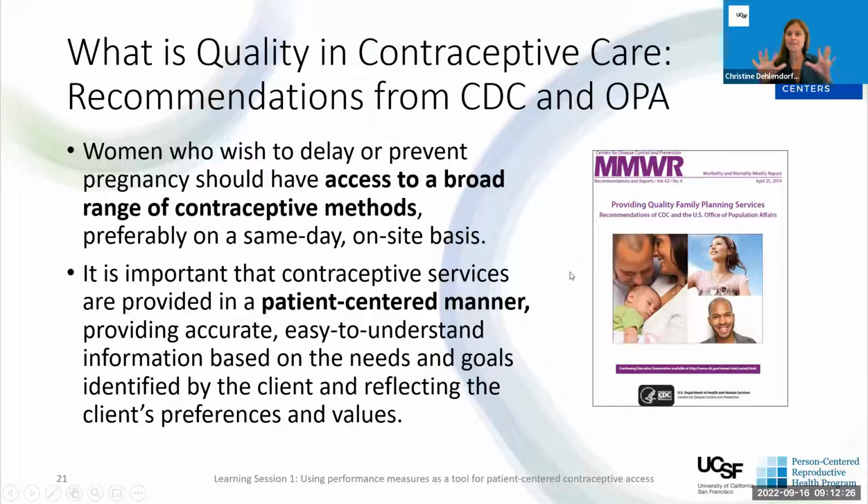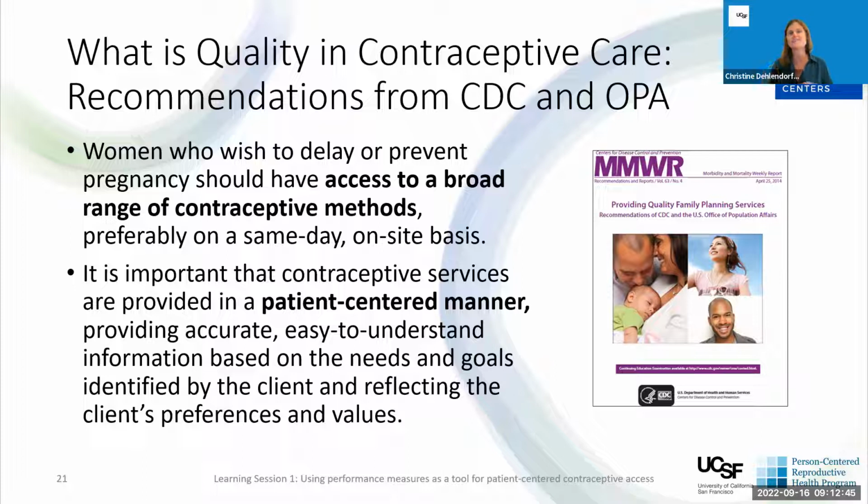So I just want to step back and say, what is quality in contraceptive care? When we're talking about doing quality improvement, it's kind of important to know what we want, right? What is the end goal of this? So we wanted to ground this performance measurement work in our understanding of quality. So we know quality is complex, but I will tell you that there actually are federal guidelines.